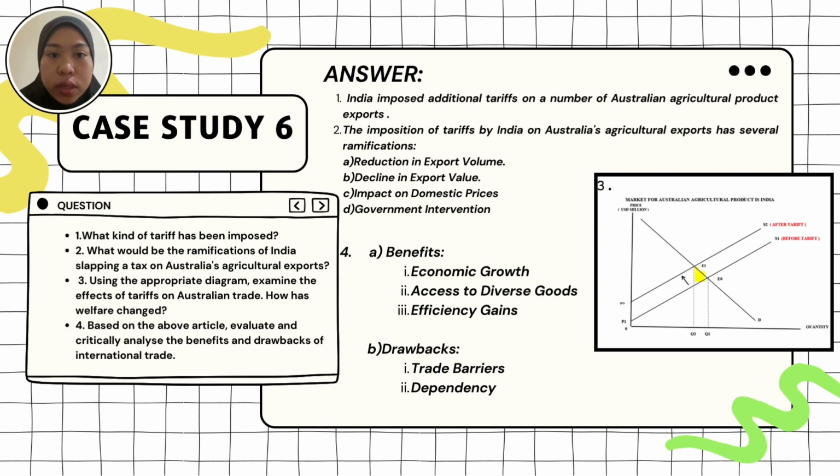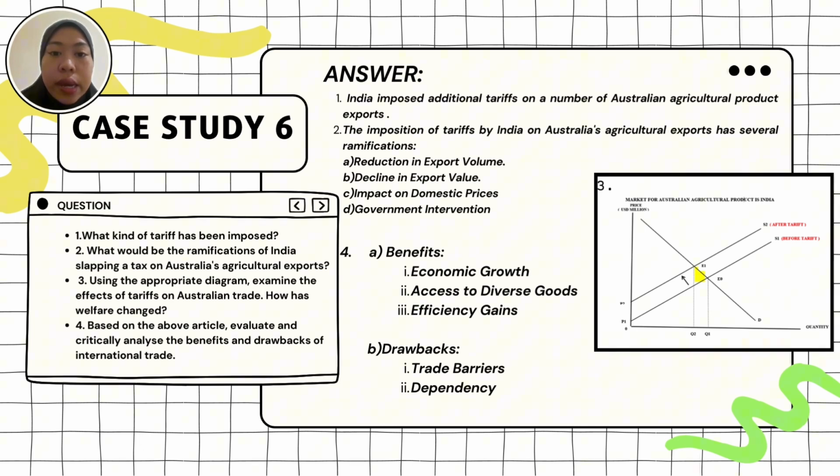So the next question is, what would be the ramification of India's tariff attack on Australia's agriculture exports? So the answer is, the imposition of tariff by India on Australian agriculture export has several ramifications. So first, reduction in export volume. The tariff has led to a significant reduction in the volume of food export from Australia to India.